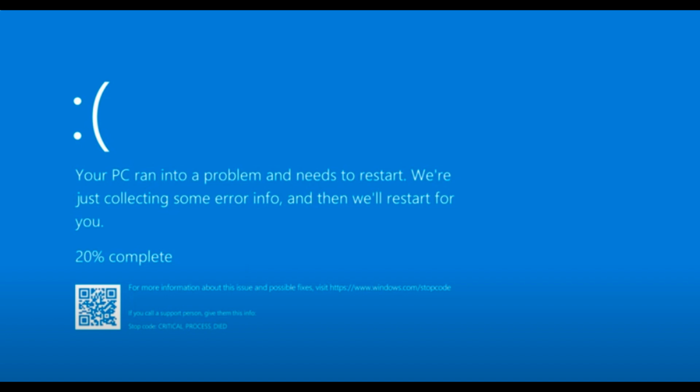There are some reasons. Number 1, physical RAM problem. Number 2, hard disk bad sector. Number 3, Windows system files missing. Number 4, virus that corrupt your system files.